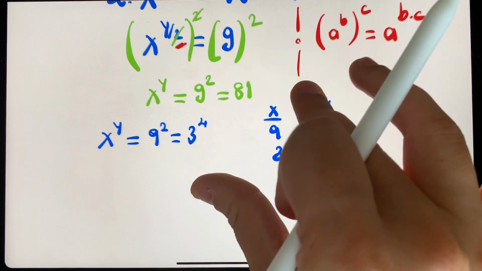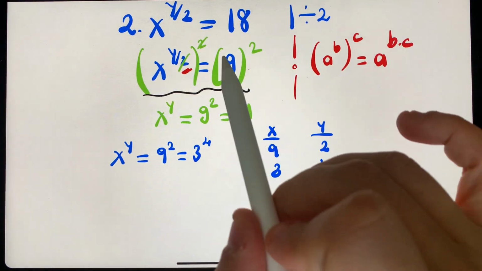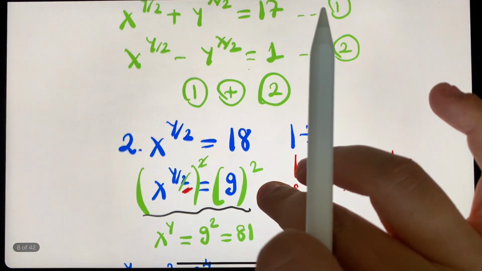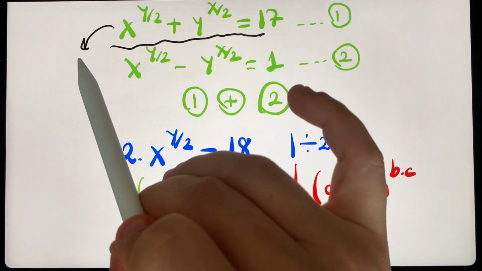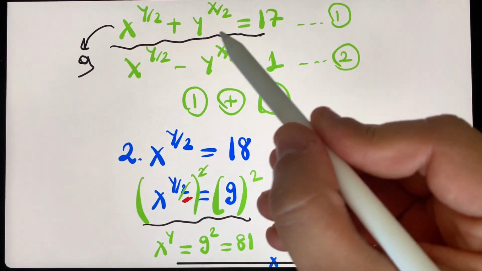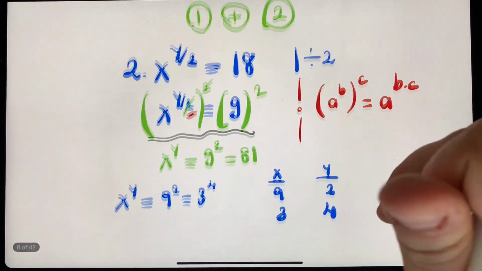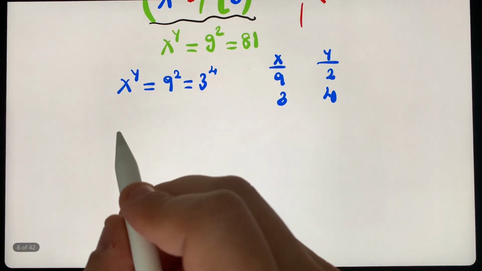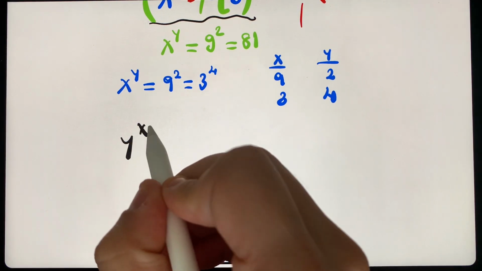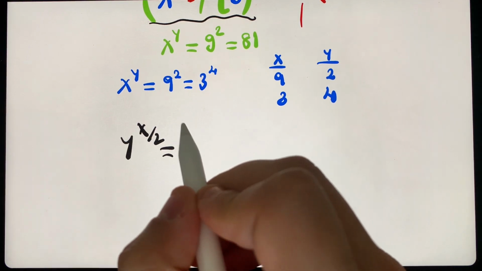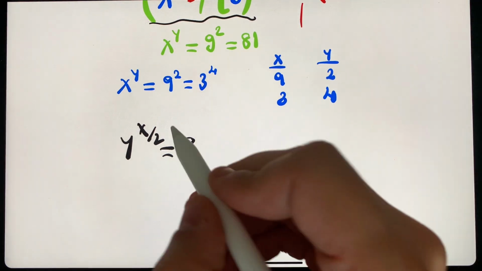There is another side to this problem. Now we found 9 for x to the y over 2. In the first and second equations above, we know that expression is 9. Then it comes to this expression here. What number added to 9 makes 17? Of course, 8. So I can say the expression y to the x divided by 2 should be equal to 8.